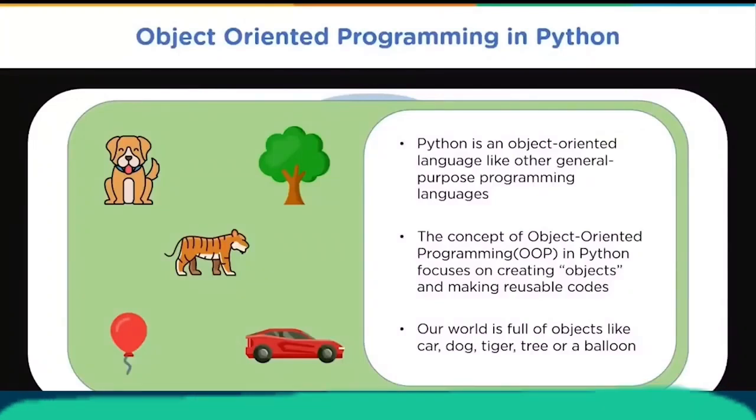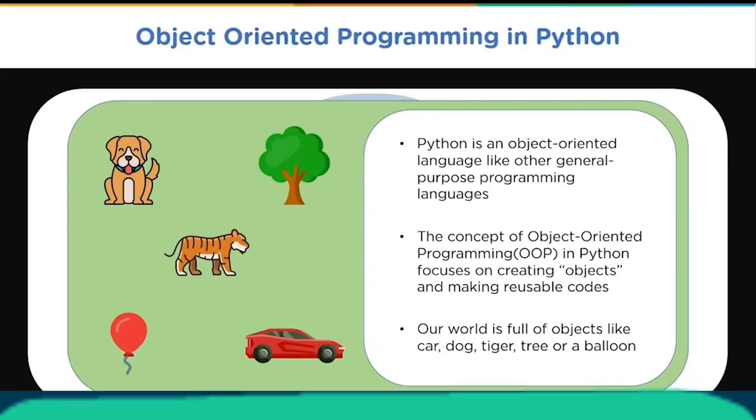Now, what is object-oriented programming? Python is an object-oriented language like any other programming language such as Java, C++, and the object-oriented programming concept is not new, and each and every mature programming language has these concepts imbibed in it. Now, the concept of object-oriented programming in Python focuses primarily on creating objects and making reusable code. So whenever we start programming at a large scale or for a big project, it is very important to identify the objects within that particular project which you want to define.